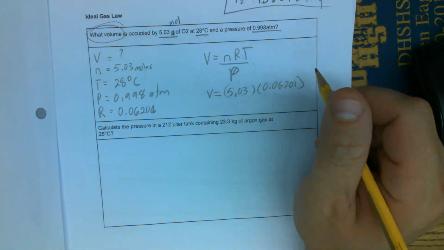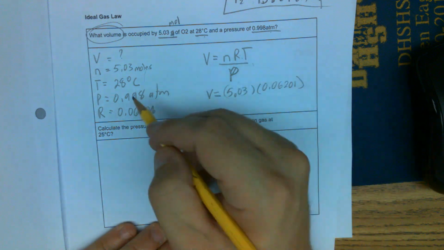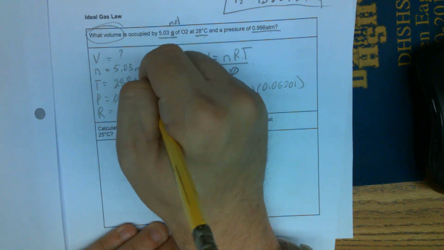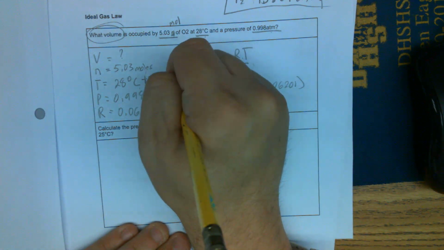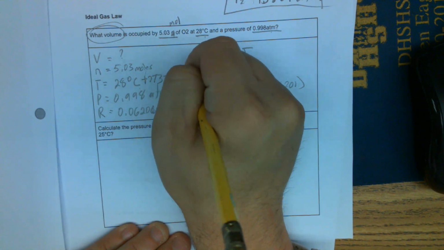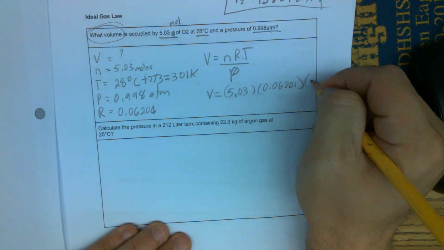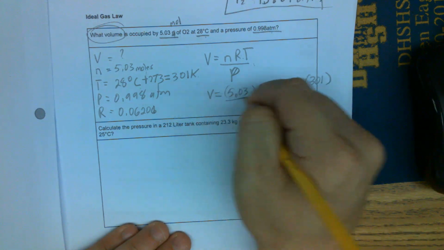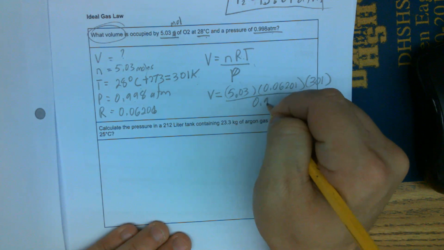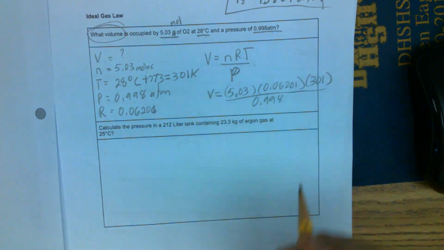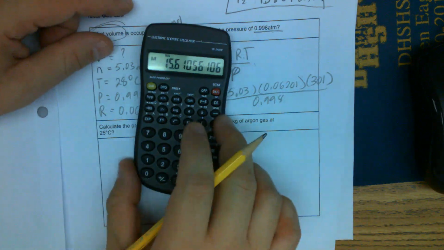And then we need to multiply by our temperature. The temperature we need to have in Kelvin, so we're going to add 273 to the temperature to give us Kelvin. If we do that, that'll put us at 301 Kelvin. We're going to divide this by our P value, 0.998, and then we'll solve.